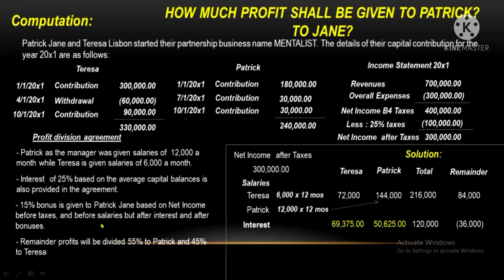In short, the giving of bonuses has nothing to do with this one. It has something to do with this, the net income where the bonus rate is to be based. So let's compute for the bonus after this.